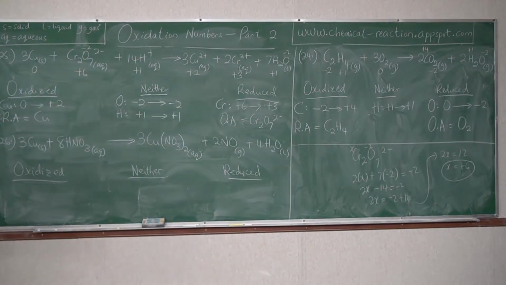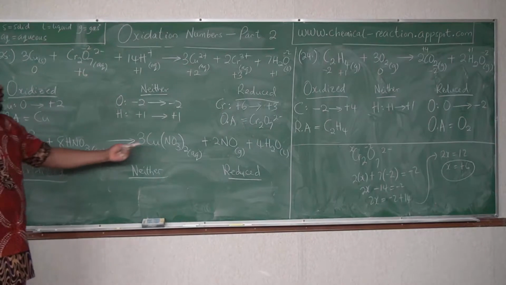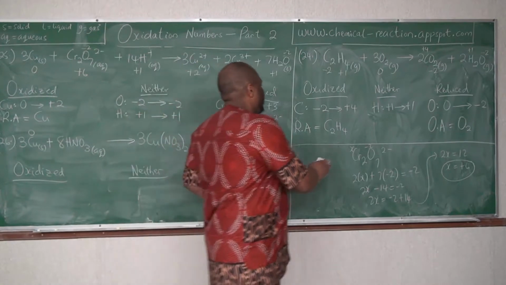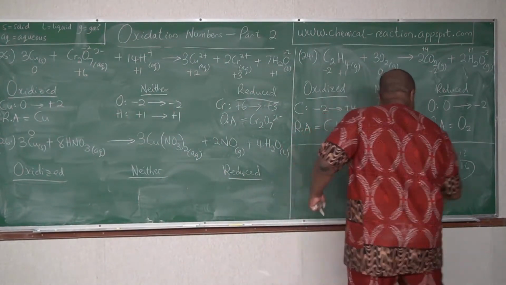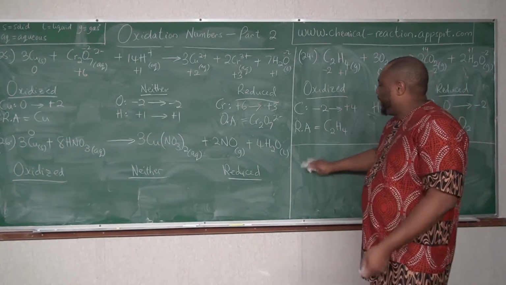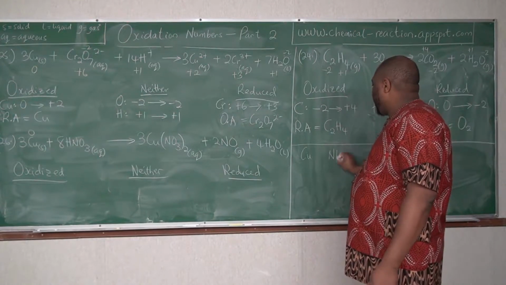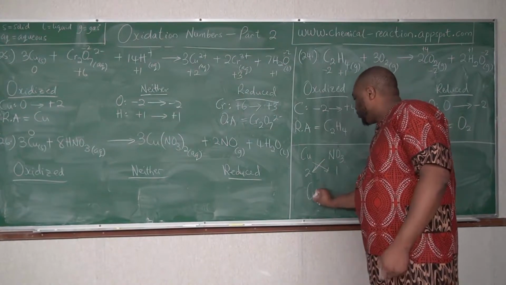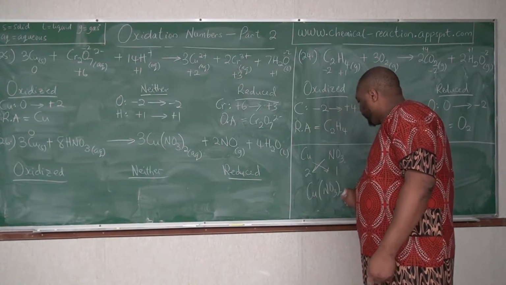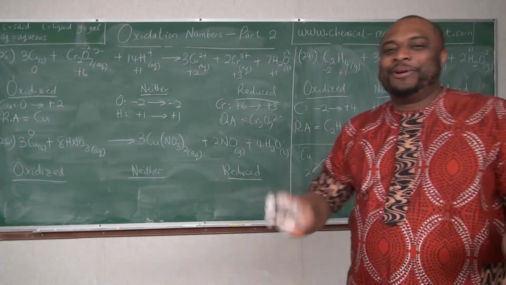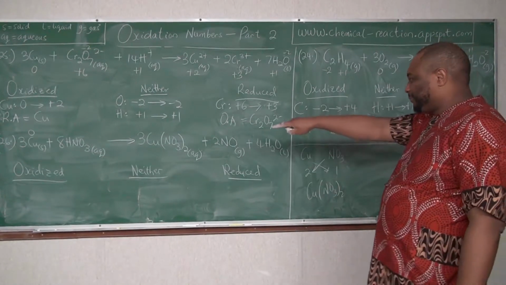Copper here is 0. And here, of course, copper is 2, because it's copper nitrate. But if you want to, we can calculate it. When you do radicals, you can see copper and then nitrate. Copper is 2 here, nitrate is 1. But let's say you don't know what radicals are. That's okay. Let's just calculate it.